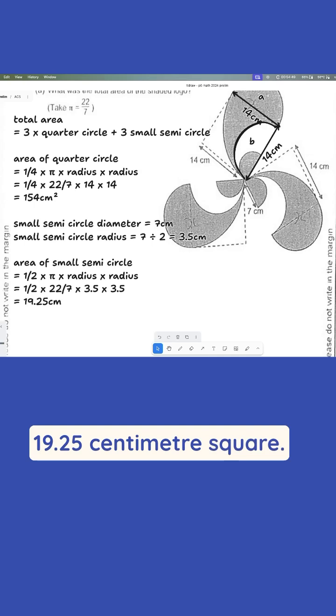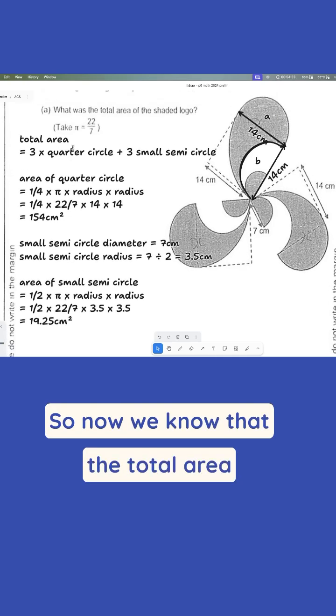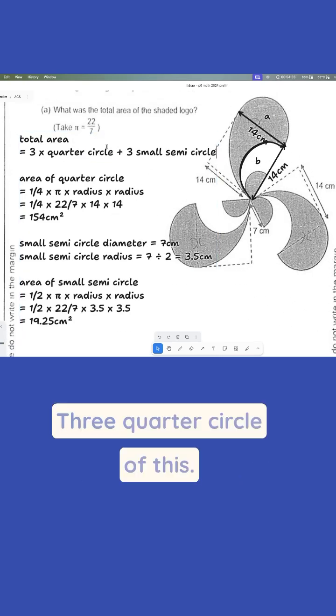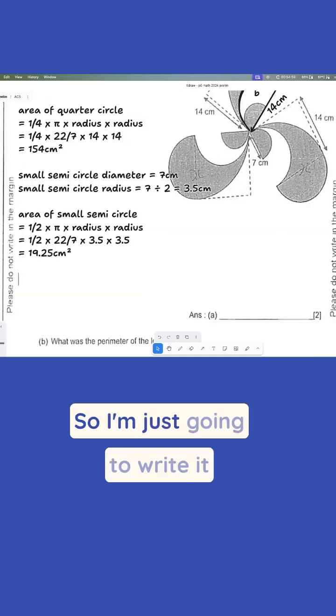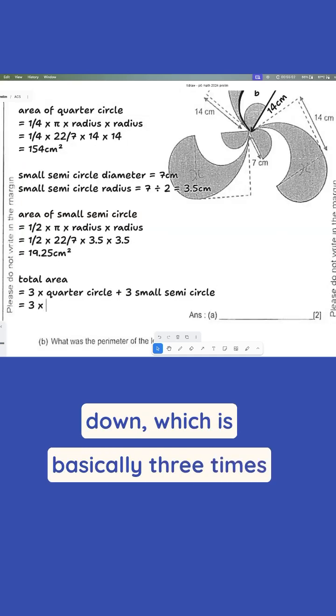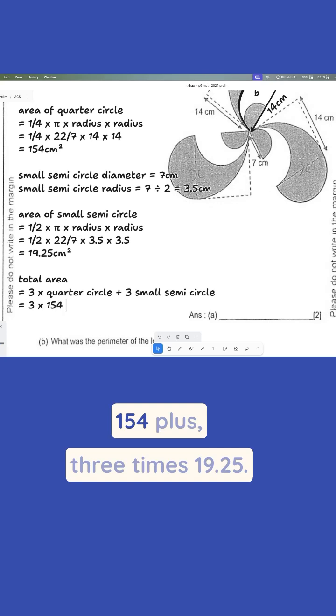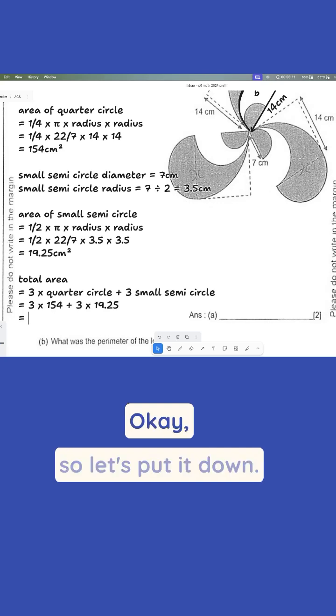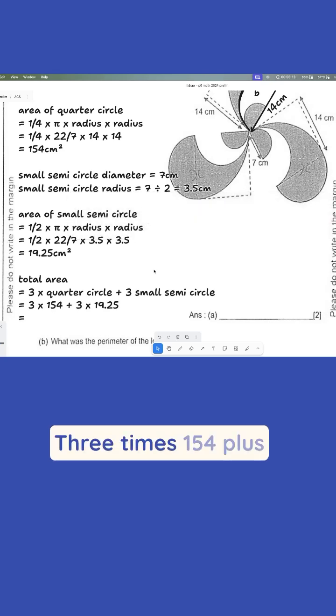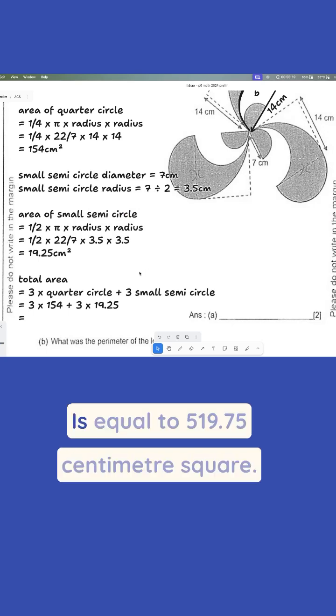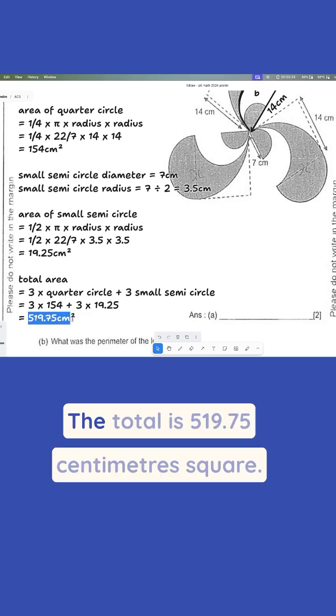This will give us 19.25 centimeters squared. So now we know the total area is equal to 3 times the quarter circle plus 3 times the small semicircle. I'm just going to write it down: 3 times 154 plus 3 times 19.25 is equal to 519.75 centimeters squared. There you go. So that's the answer. The total area is 519.75 centimeters squared.